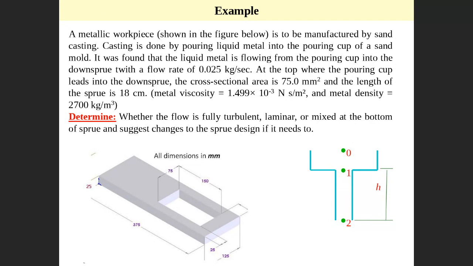This is the mass flow rate. No matter whether it is mass flow rate or volume flow rate, we can change from this one to that one and vice versa. Then this is the flow rate. Mass flow rate is given.